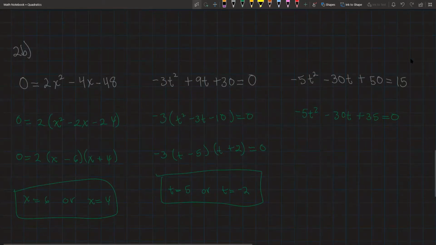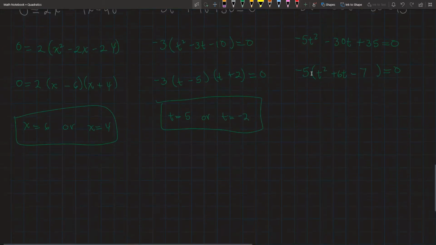I hope not. We can factor out a negative 5 and say that the something is t squared. Check your work. The opposite of a negative is positive 6t, and the opposite of a positive is negative 7. There we go. Can we factor what's inside? We will be remaining with negative 5 times something equals 0.